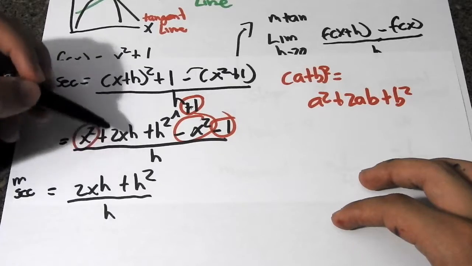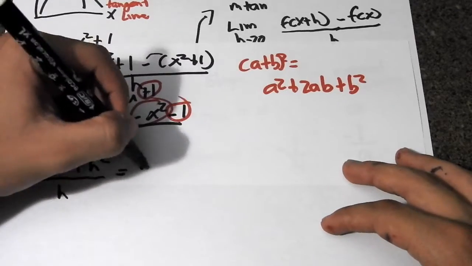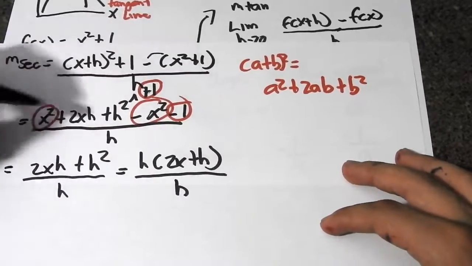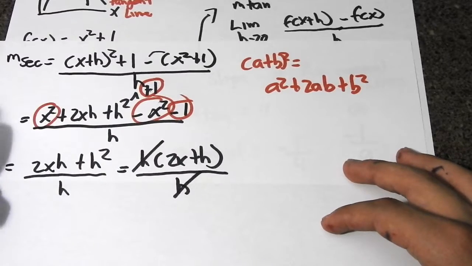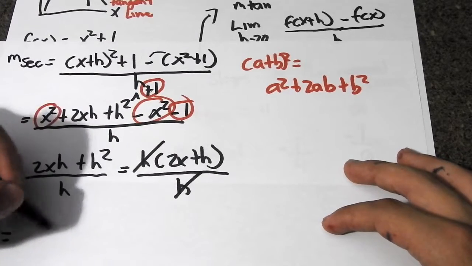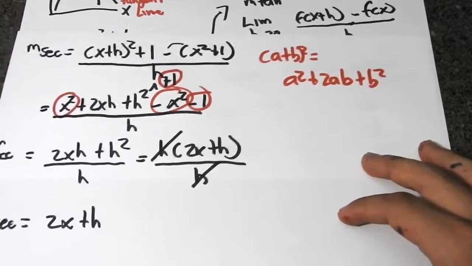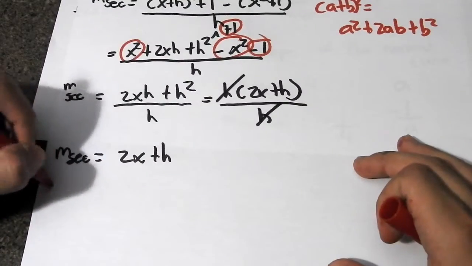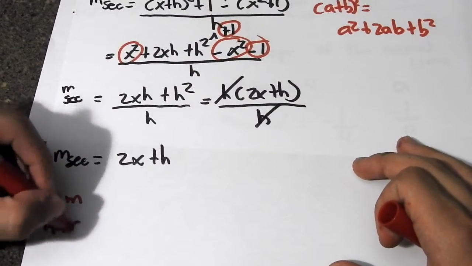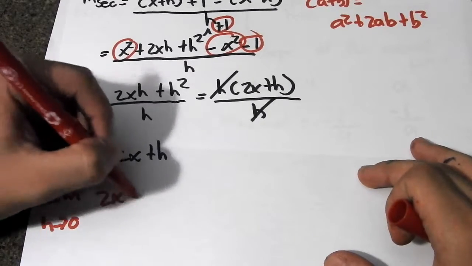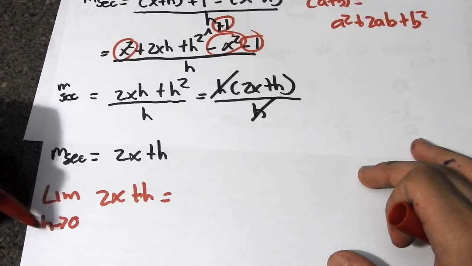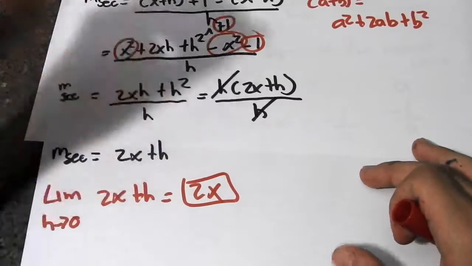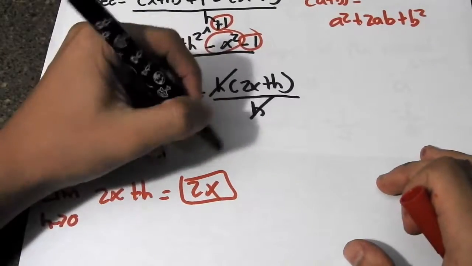Now here we have a common factor, so we should take out the h. If we take out the h, we end up with h times 2x plus h over h. This h cancels with this h. So the slope of the secant line is going to be 2x plus h. Now, we want the slope of the tangent line. The way we do this, we're going to take the limit when h tends to 0 of 2x plus h. Now we're going to replace wherever we see an h with 0. So we're going to have 2x. This is the slope of the tangent line.